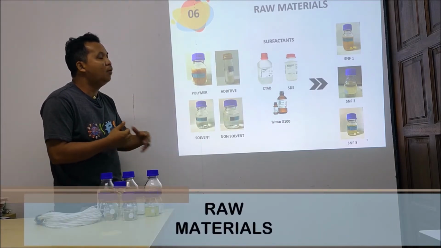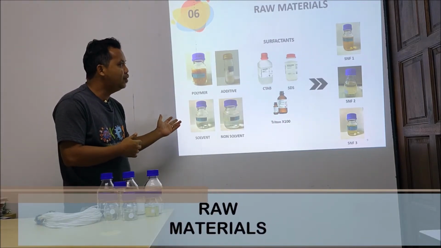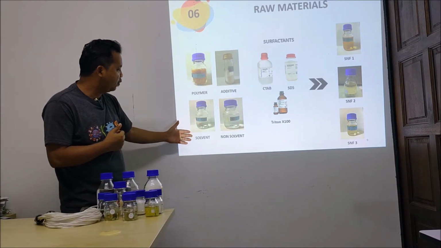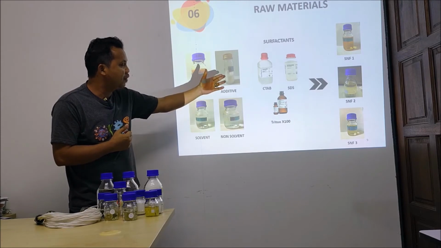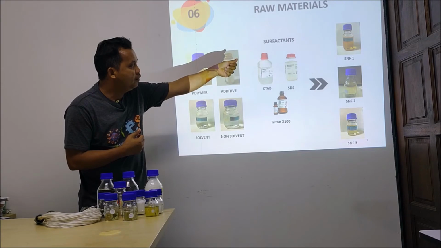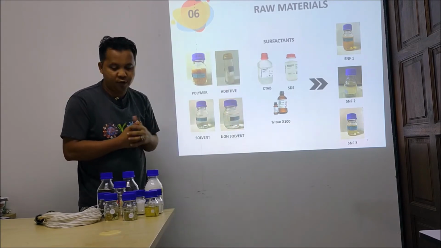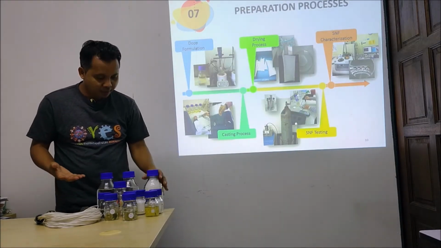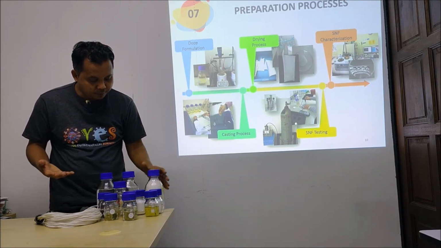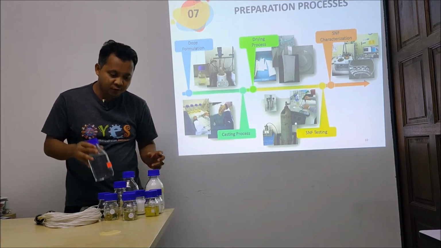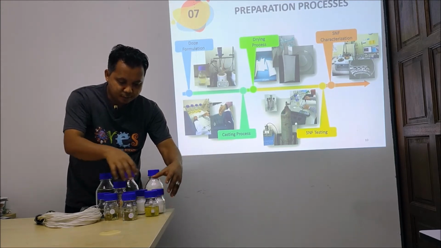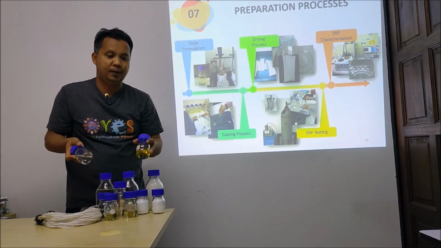These are all the raw materials we use from the formulation up to the membrane making. We have a polymer, additive, solvent, non-solvent, and also surfactant. From these materials, in our lab we produce different formulas as SNF1, 2, and 3. In front of me now, these are the polymer for the membrane, the solvent, and also the surfactant, and from these materials we produce the different formulas.